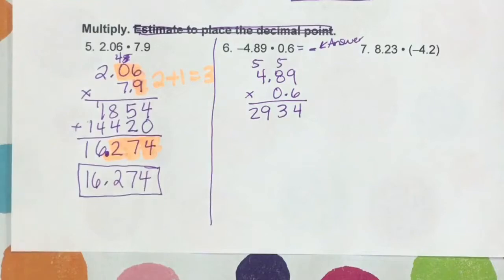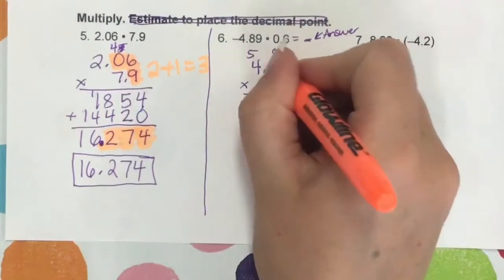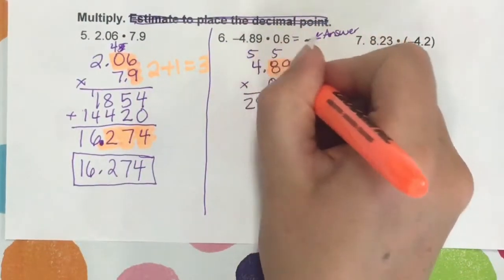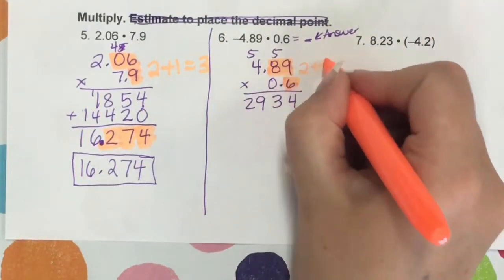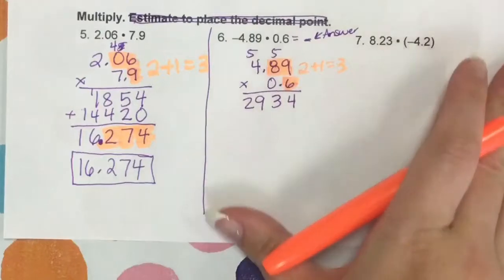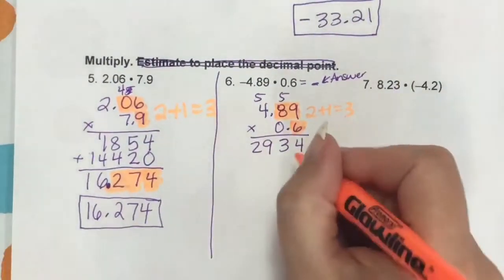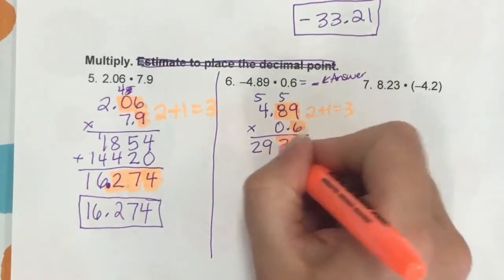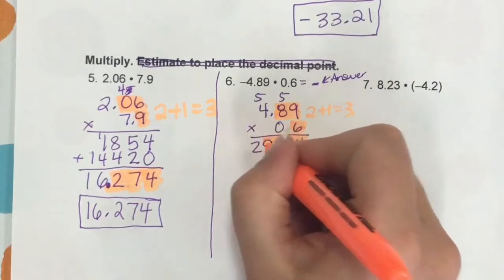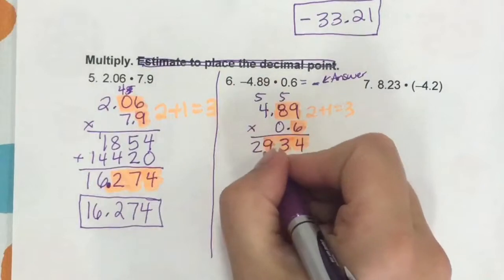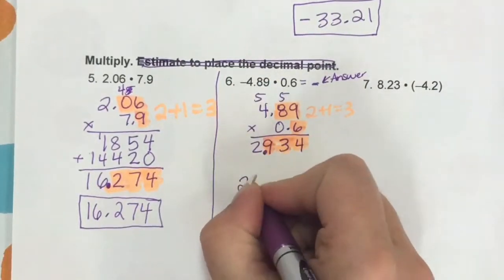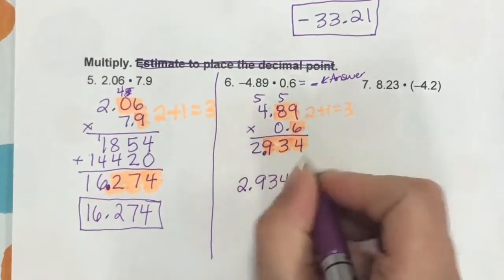Now we need to count up the decimal places. So for this number, there are 2 decimal places, and then here there's 1. So 2 plus 1 equals 3. So that means there's going to be 3 decimal places in our answer. So there's 1, 2, 3 decimal places, which means the decimal goes right there. So our answer is 2.934.